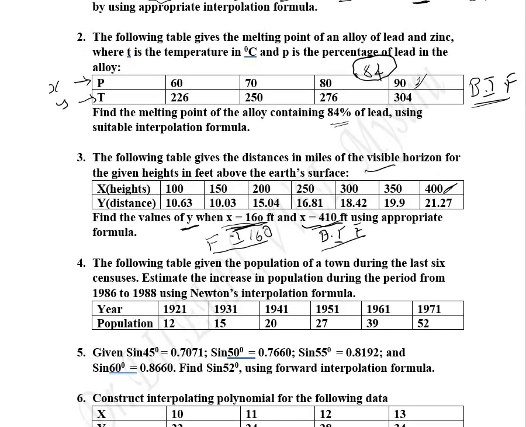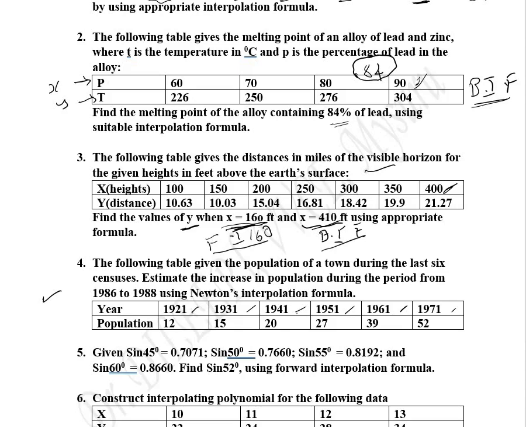Next problem, this is the problem I told. The following table gives the population of a town during the last 6 census. Estimate the increase in population during the period from 1986 to 1988. Now here the population is given in terms of the years 1921, 1931, 1941, 51, 61, 71.